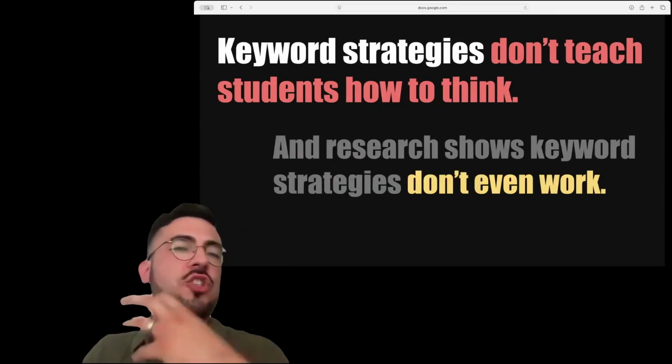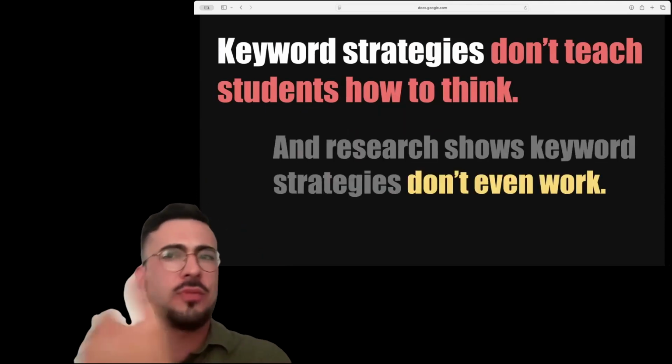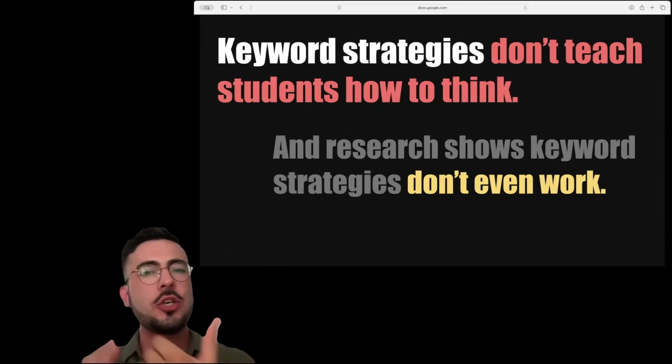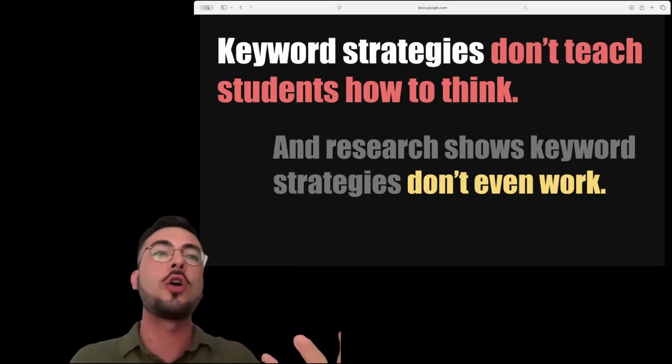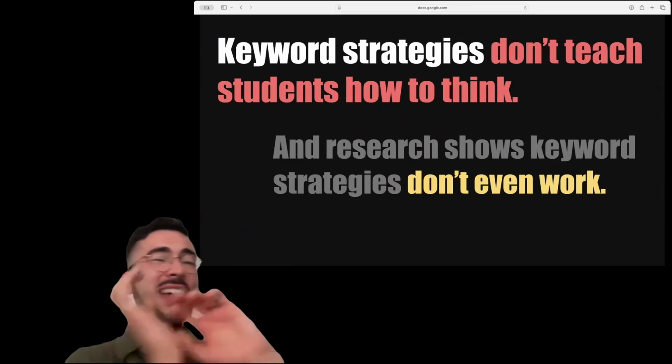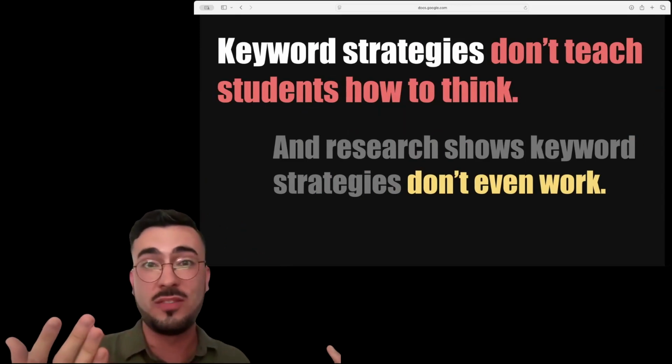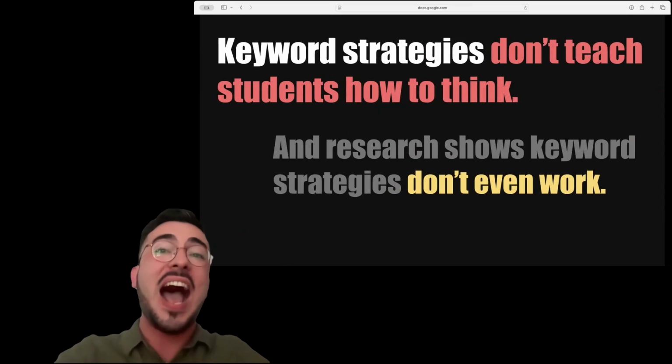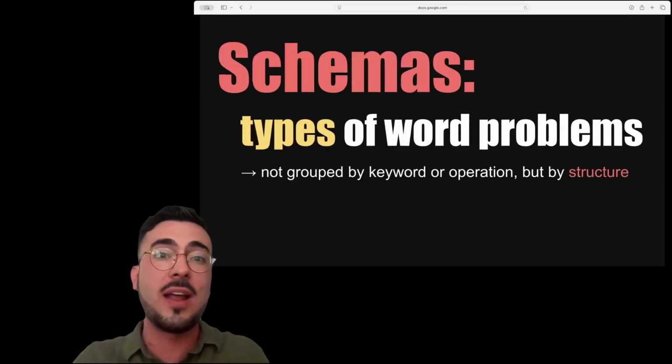So I was struggling. If keyword strategies don't teach students how to think, and research shows that keyword strategies don't even work, what am I going to do? I've got 17% of kids proficient in 2024, and the years before that were similar, right? It was low proficiency. I thought I was failing my kids, right?